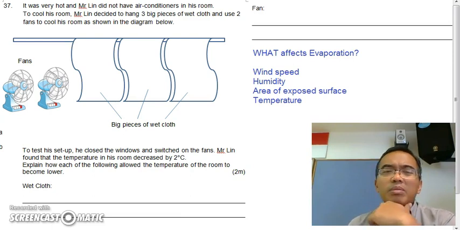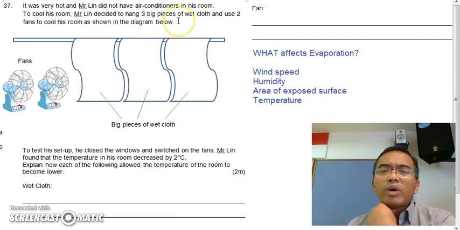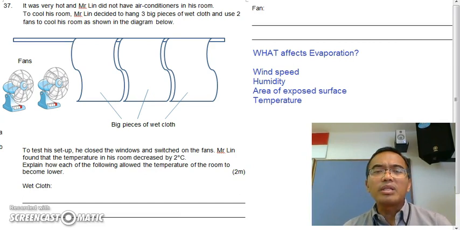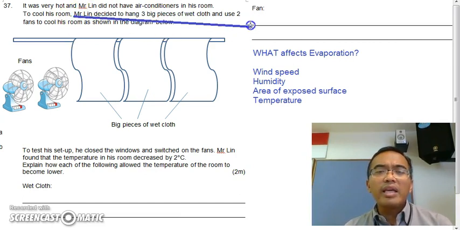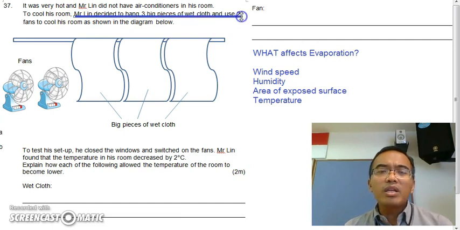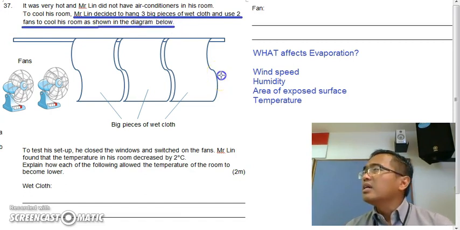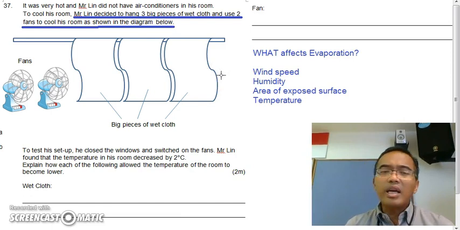What is Mr. Lin doing? Mr. Lin decided to hang 3 big pieces of wet cloth and use 2 fans to cool his room. Okay, that's what he wanted to find out. One more time. He wanted to cool his room by hanging 3 big pieces of wet cloth and 2 fans. This is what he wanted to find out. Very strange, Mr. Lin.